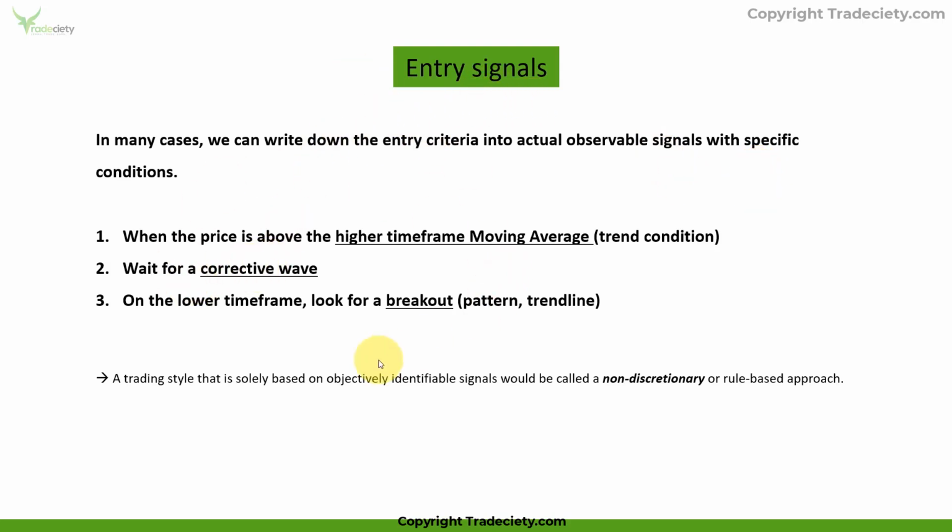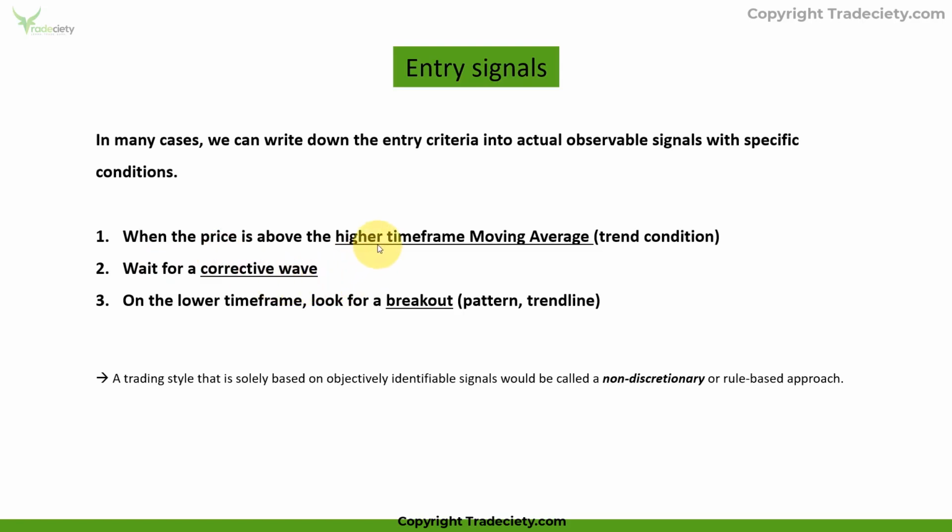For example, we could boil down a trading strategy into a few rules. First of all, we want to see that the price is above the higher time frame moving average. That would signal, okay, we are in a trend overall long term. Then we could wait for a corrective wave, because that's usually a better entry opportunity. Remember what we did with the connectors, with the pattern connectors.